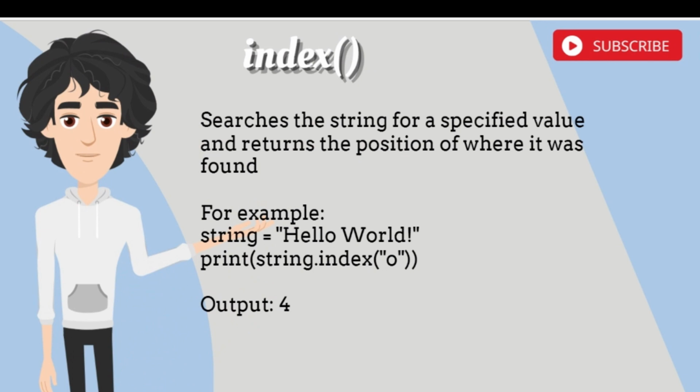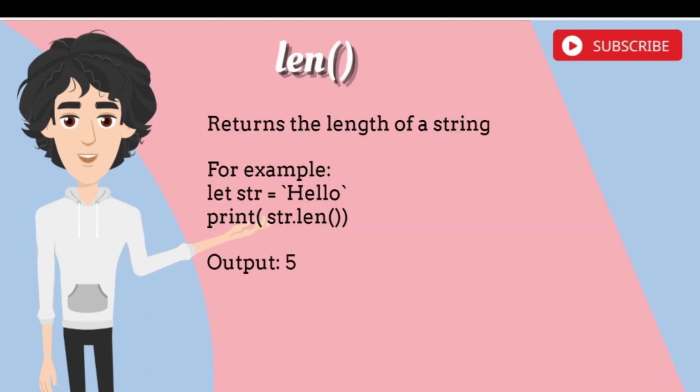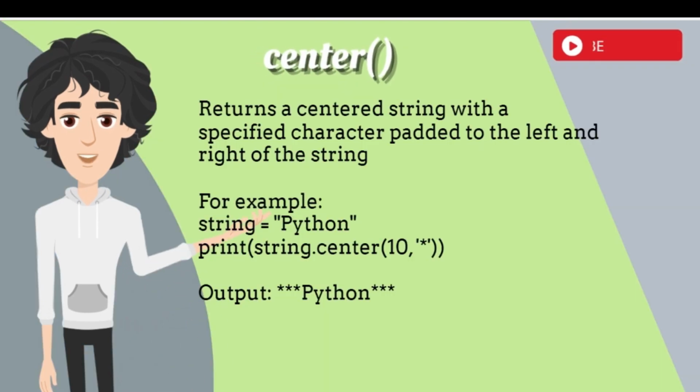Index. Searches the string for a specified value and returns the position of where it was found. For example, string equals hello world. Print string.index o. Output, 4. Len. Returns the length of a string. For example, let str equals hello. Print len str. Output, 5.